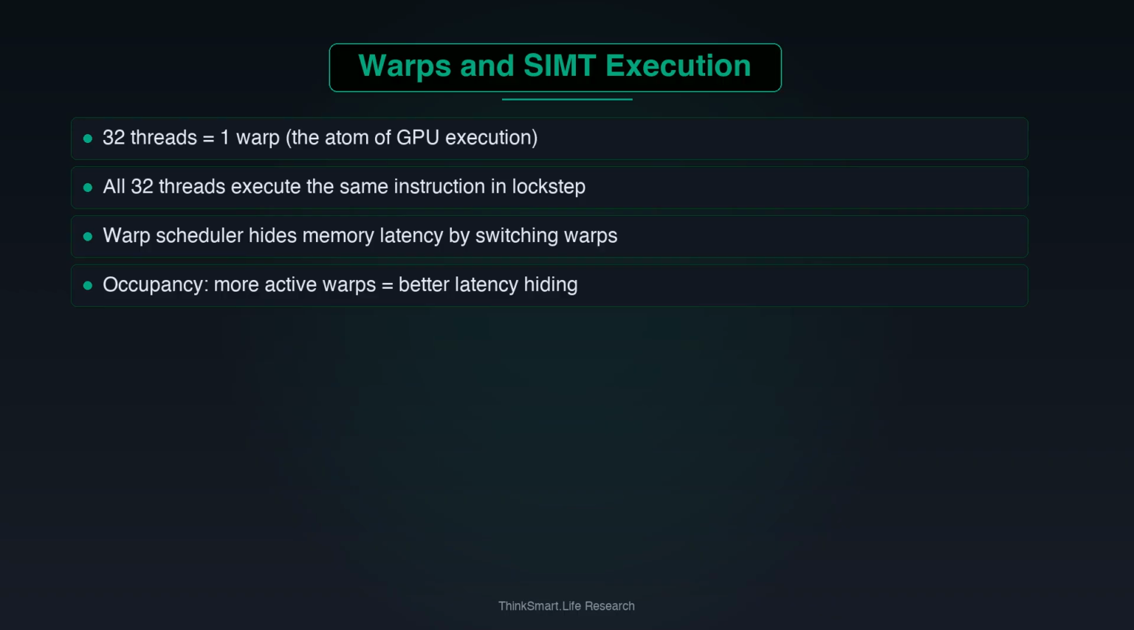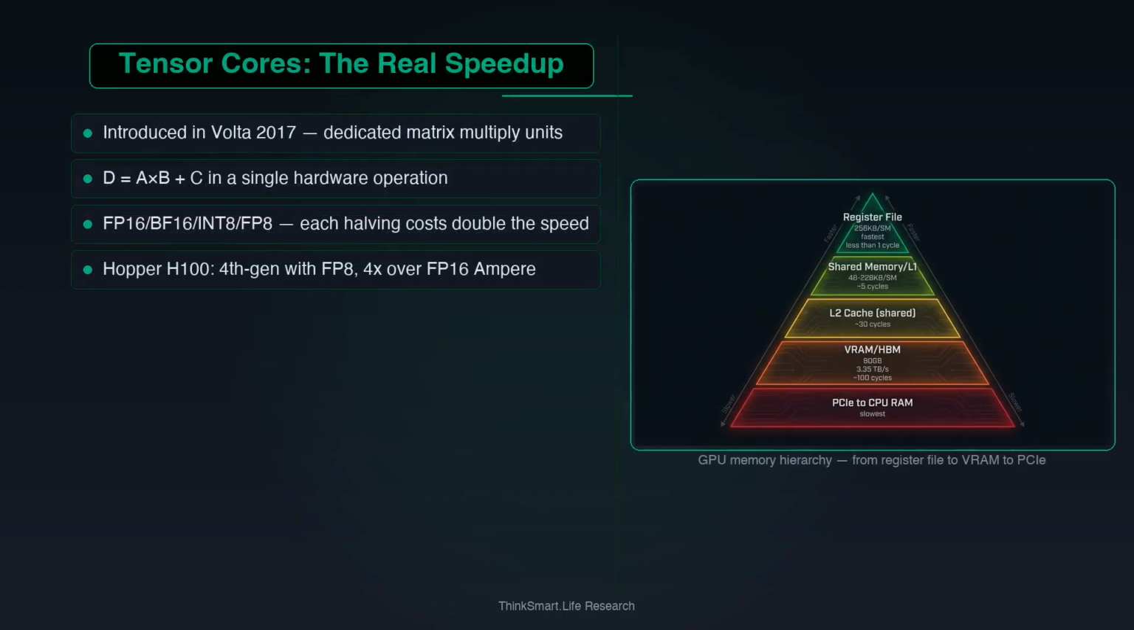CUDA cores are general arithmetic units. They multiply and add floating point values one at a time. Tensor cores are fundamentally different. They perform an entire matrix multiply-accumulate operation in a single hardware instruction, D equals A times B plus C, where A, B, C, and D are small matrices. The whole operation, tens to hundreds of individual multiply-accumulates, happens in one clock cycle.